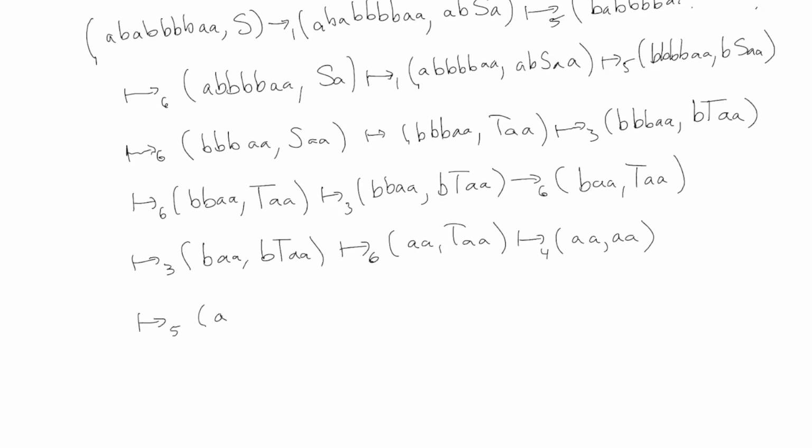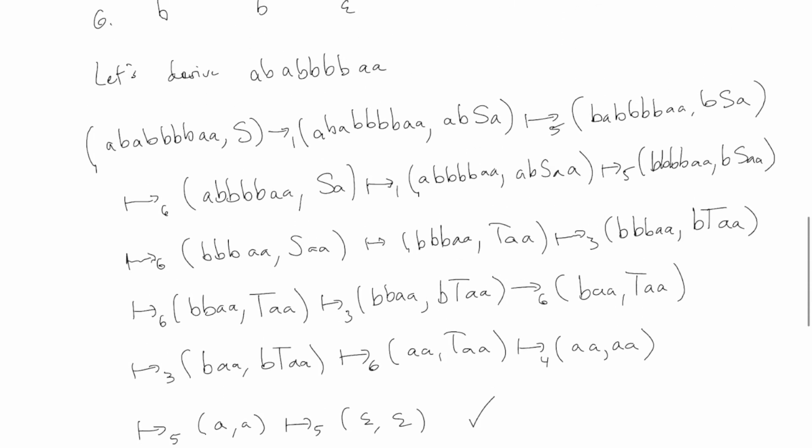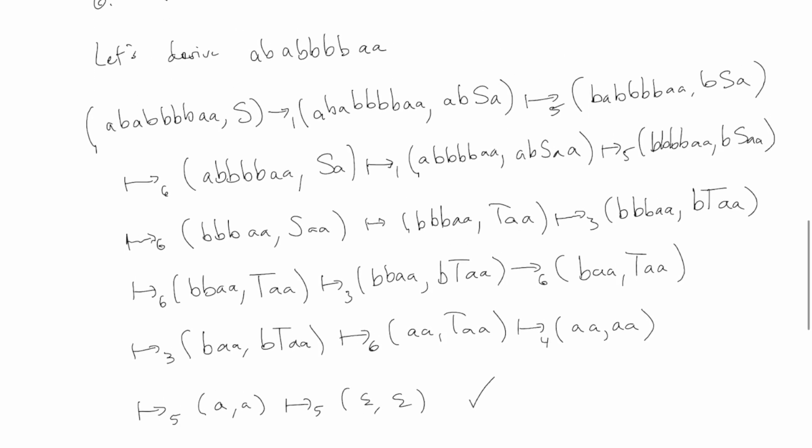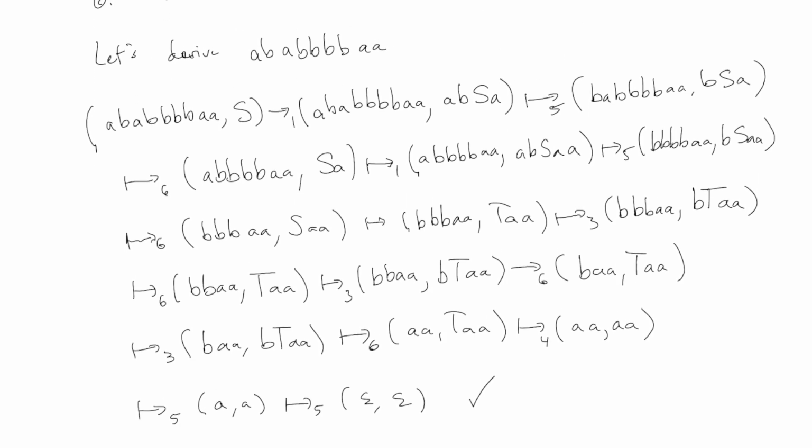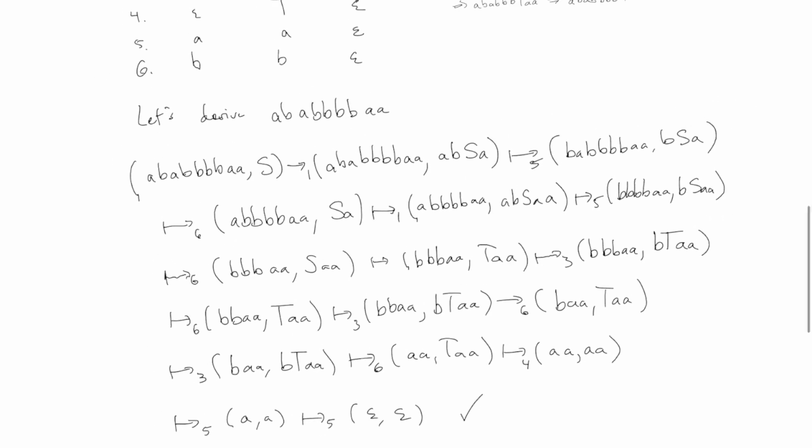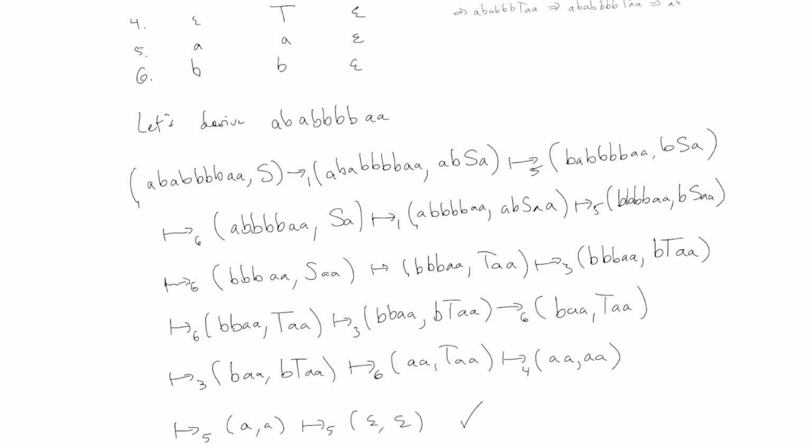5 gives me AA, and then 5 again gives me epsilon, epsilon. We did it. All right, this is how it goes. I hope you can get a feel for this procedure here. I mean, it's not hard to do. You just do it. But I hope you can get a feel for how this original grammar relates to these stack rules up here.